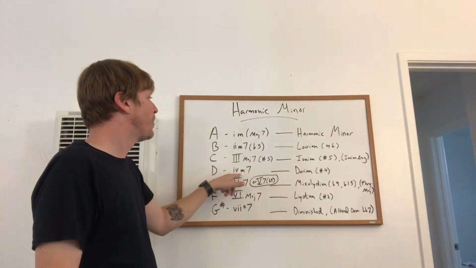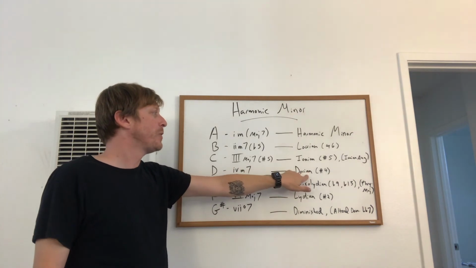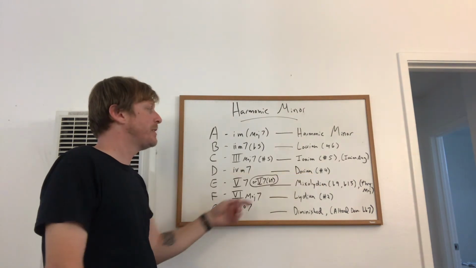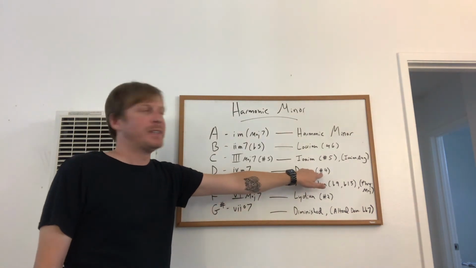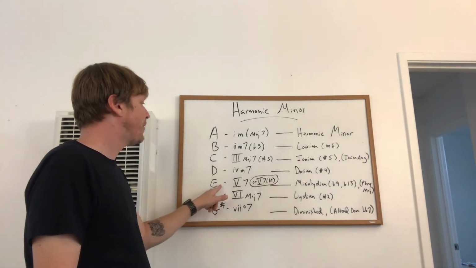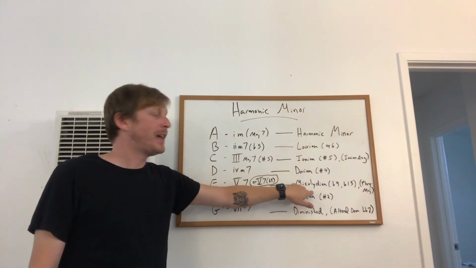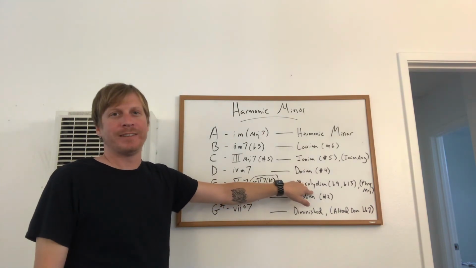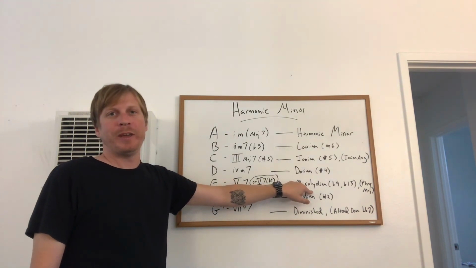Okay. The 4 chord is a minor 7, so we have a Dorian sharp 4. So it's basically just like a Dorian scale with a sharp 4, so in this case that sharp 4 is going to be our G sharp. Okay. For the 5 chord, we have the Mixolydian flat 9, flat 13 scale. Okay. You can also call that a Phrygian major.